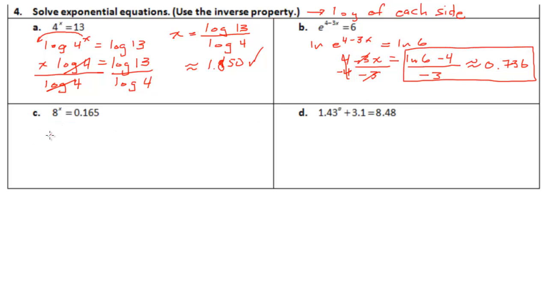Now this problem C, I'm going to use the same kind of idea that I used over here with the natural log of e, because the base of the natural logarithms is e. So the base here is 8. The book tends to use this method. It'll say, the inverse of 8 to the x is log base 8, so log base 8 of 8 to the x equals log base 8 of 0.165.